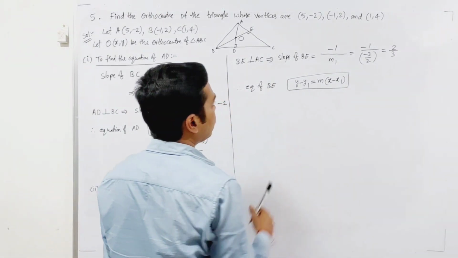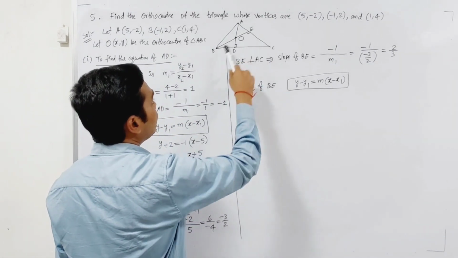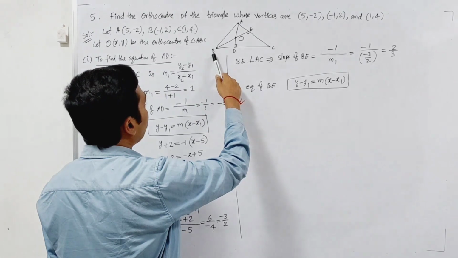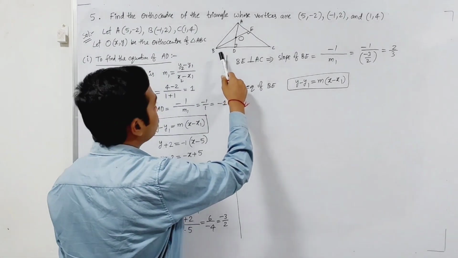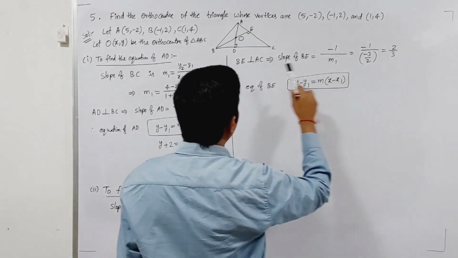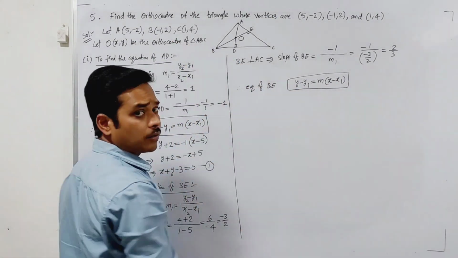What is the point here? On line BE, we know the vertex B. We don't know the E value. We know only the B value. So use the B vertex and the slope of BE. This is the m value, and B is the point x1, y1.